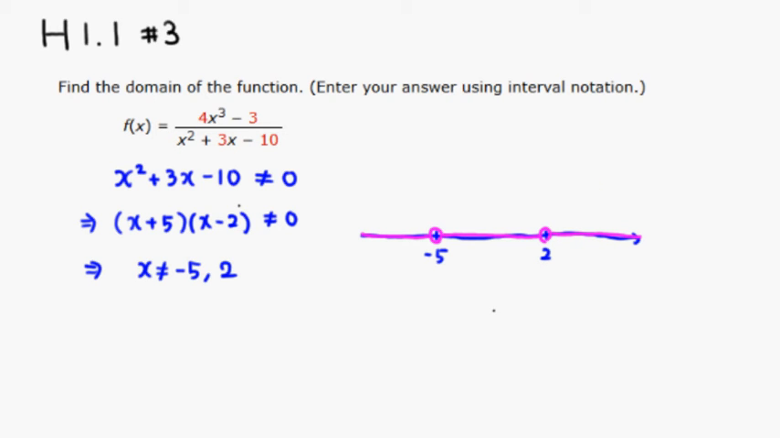So interval-wise, we should write it as, from negative infinity all the way to negative 5. Since we don't want to include negative 5, we use a parenthesis. Then union with, between negative 5 and 2, and take the union with 2 all the way to infinity. Since we do not want to include negative 5 and positive 2, we make sure to use parentheses. So let's type it in.